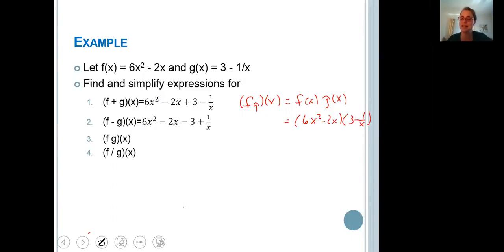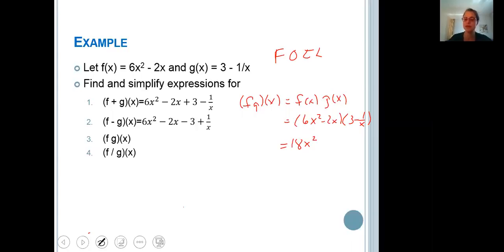Okay, now things get a little interesting because we have a binomial multiplied by a binomial. So remember, we have to FOIL. And FOIL stands for first term times first term. So that's 6x squared times 3. That's going to be 18x squared.